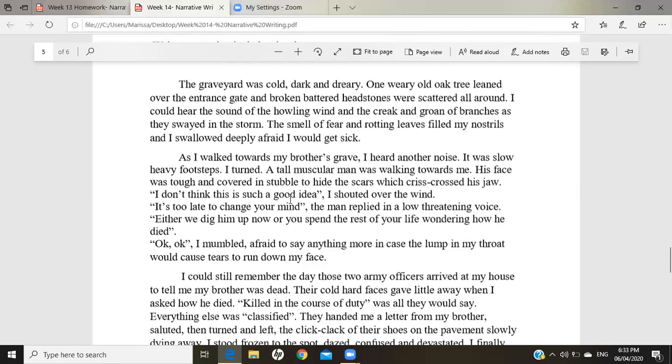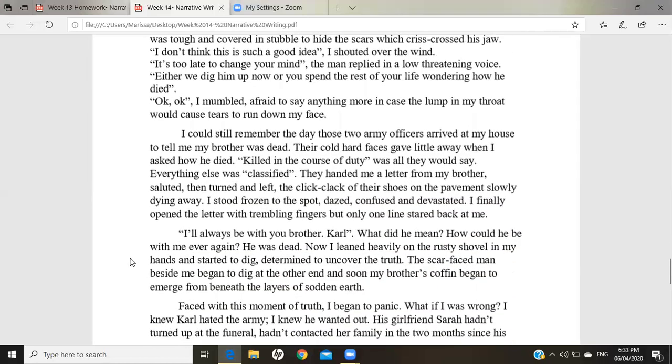I don't think this is such a good idea, I shouted over the wind. It's too late to change your mind, the man replied in a low, threatening voice. Either we dig him up now, or you spend the rest of your life wondering how he died. Okay, I mumbled, afraid to say anything more in case the lump in my throat would cause tears to run down my face. I could still remember the day those two army officers arrived at my house to tell me my brother was dead. Their cold, hard faces gave little away when I asked how he died. Killed in the course of duty was all they would say.